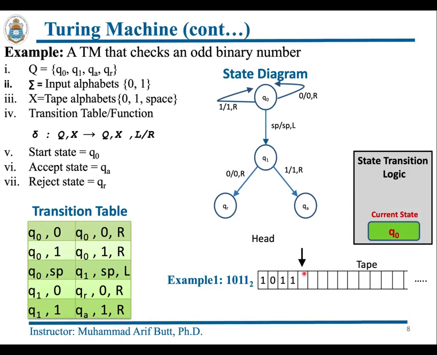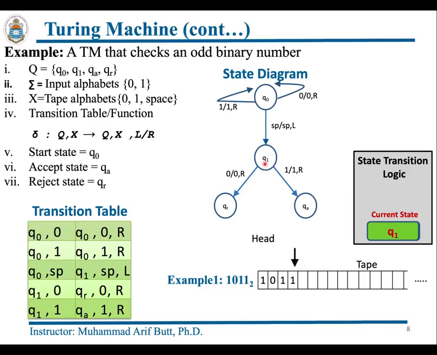Okay, now this is interesting. The current state is Q0, the head is reading a space on the tape. So we will write a space over there, move the head to the left, and the state will be changed to Q1. So this will be changed to Q1 and our head will move to left.